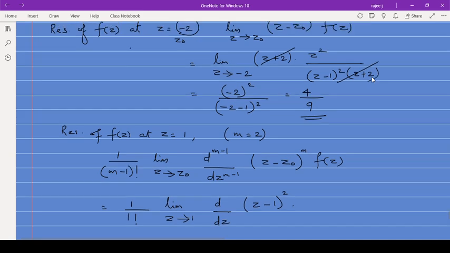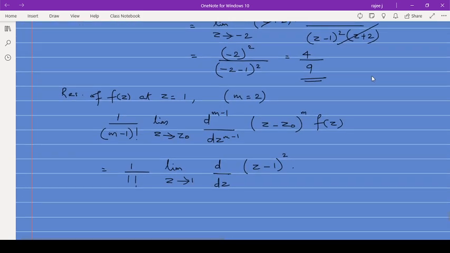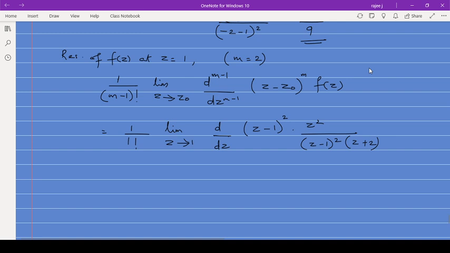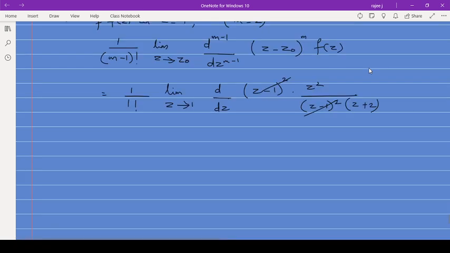F of z is z square upon z minus 1 the whole square into z plus 2, right? So now see again, z minus 1 the whole square, z minus 1 the whole square cancel. Now just put the limit after finding the derivative. So 1 upon 1 factorial is again 1. So limit z tends to 1, derivative d by dz of z square upon z plus 2. I hope you can continue with these derivatives.